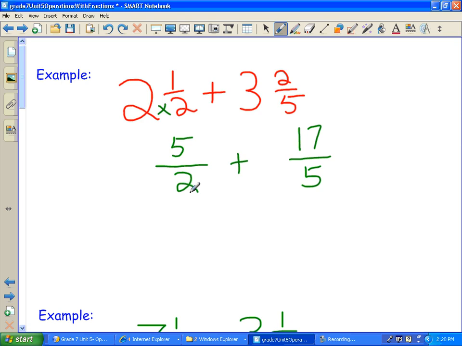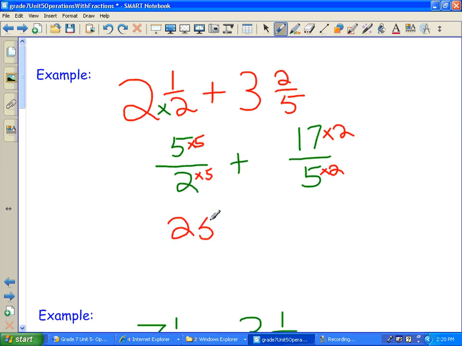Now, what can I get so that 2 and 5 will have in common? Well, I know 2, 4, 6, 8, 10. And then I can count by 5s. 5, 10, 15. So 10 is what we will use. So I'm going to times this by 5 to make it 10. And I'm going to times this by 5, of course. And I'm going to times this by 2 to make it 10. And of course, I've got to times the top by 2. Otherwise, it's not equivalent anymore.